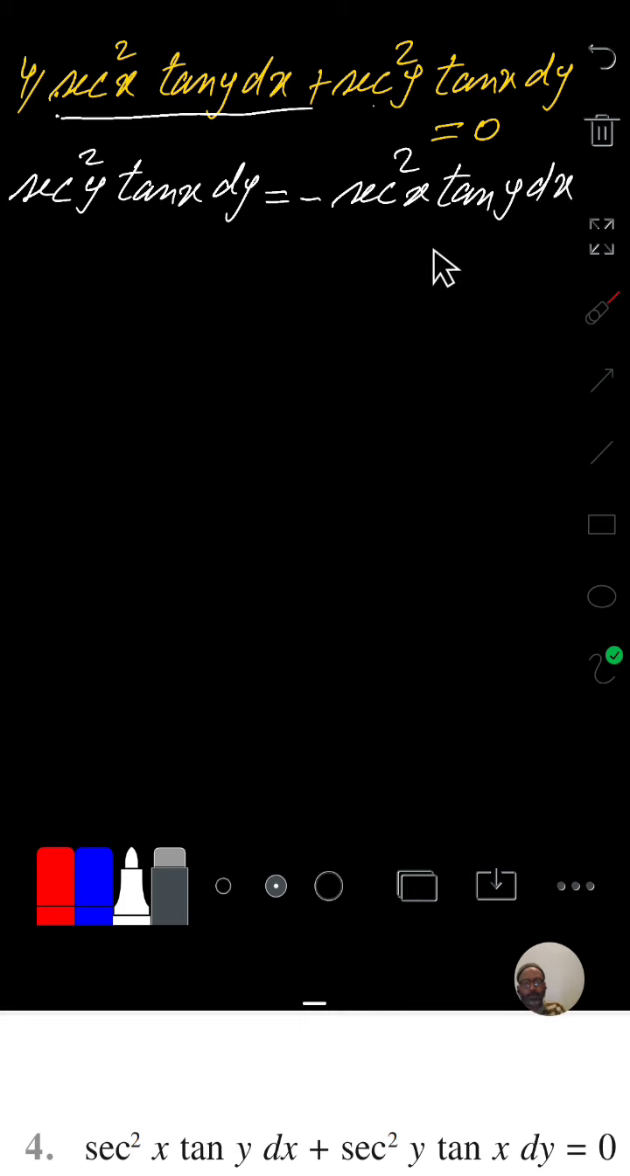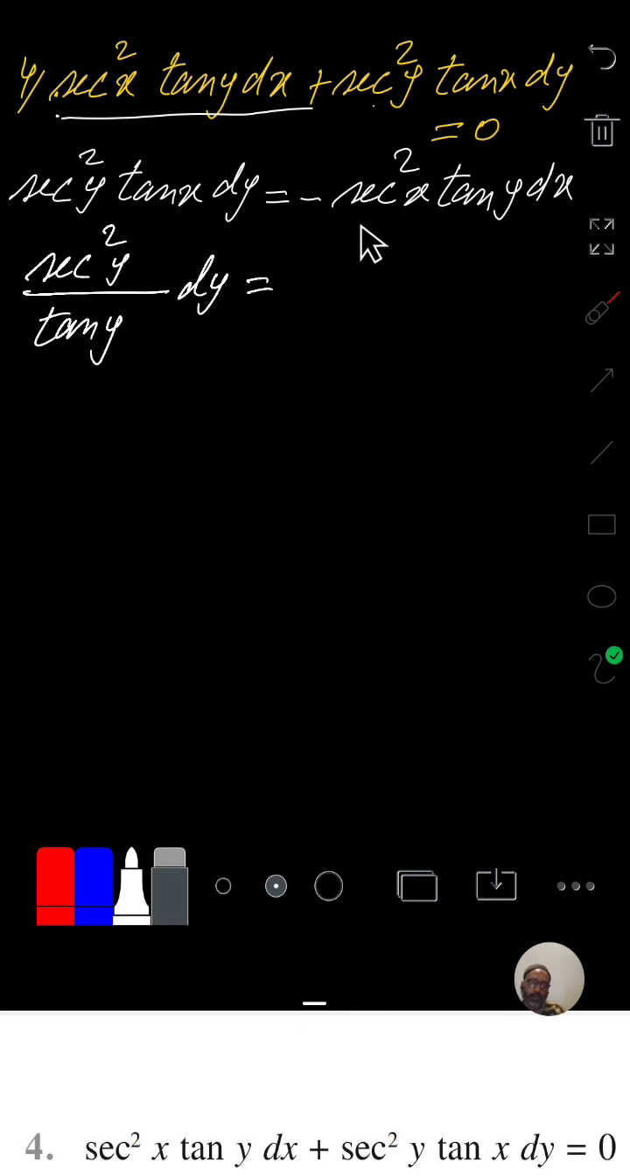Now transposing tan y to left hand side and tan x to right hand side, we get sec square y over tan y dy is equal to minus sec square x, which was already there on the right hand side, over tan x dx, since tan y and tan x go into the denominators when transposed. Now obviously this is variable separable form. So now in this step we have to integrate both sides.